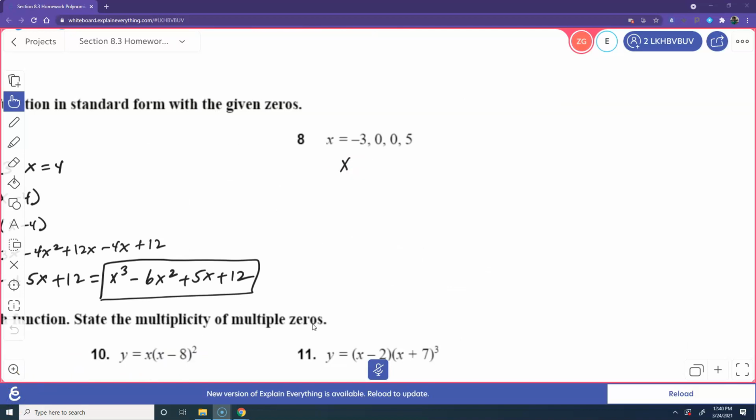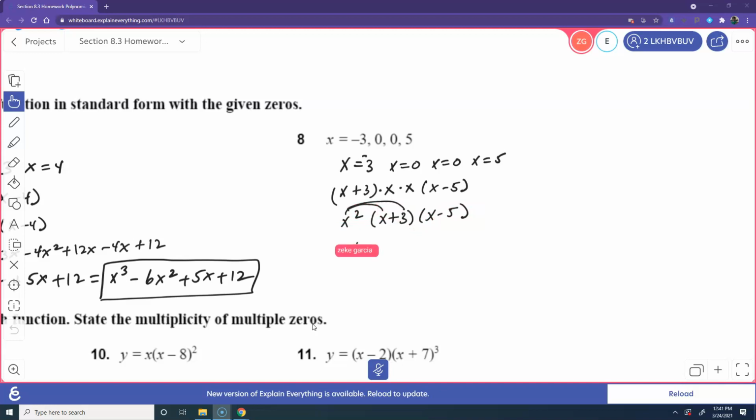Number 8, we have x minus 3. X equals negative 3. X equals 0. X equals 0. X equals 5. So this will be x plus 3. Of course, this is x, and this is x, so you're multiplying. And then the last one is x minus 5. It's unusual to see it like this, kind of awkward. X times x is x squared, parentheses, x plus 3 times x minus 5. So I'm going to multiply x squared times x, and x squared times 3. So it's x cubed plus 3x squared.